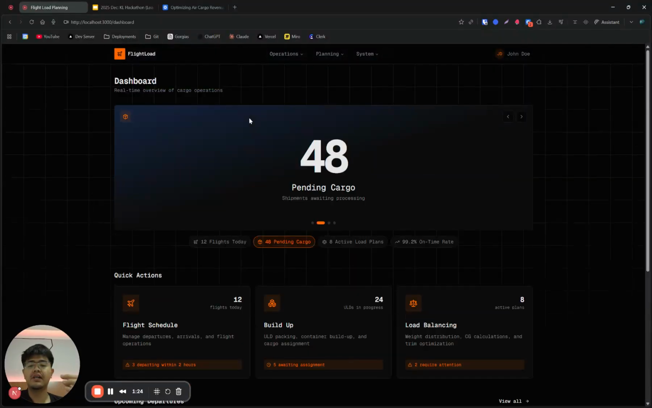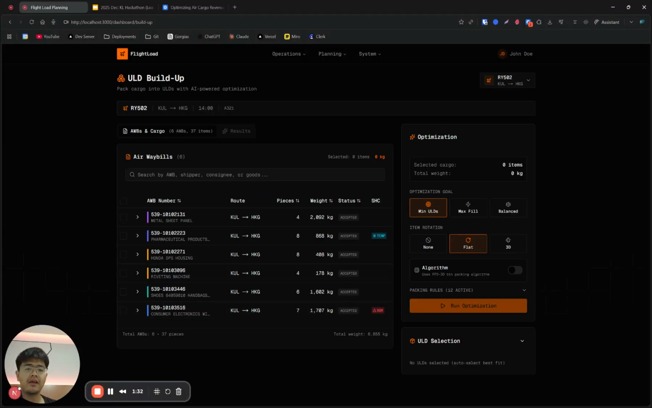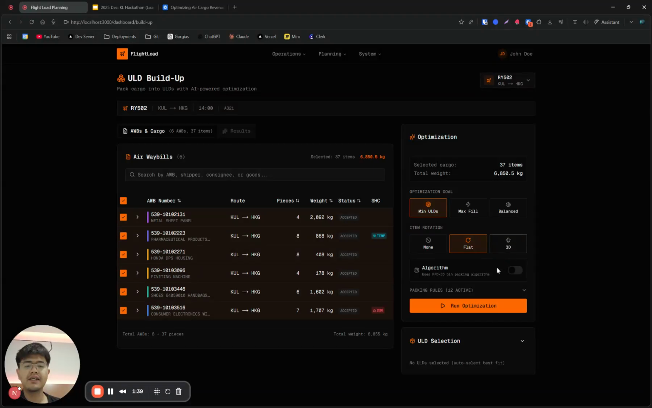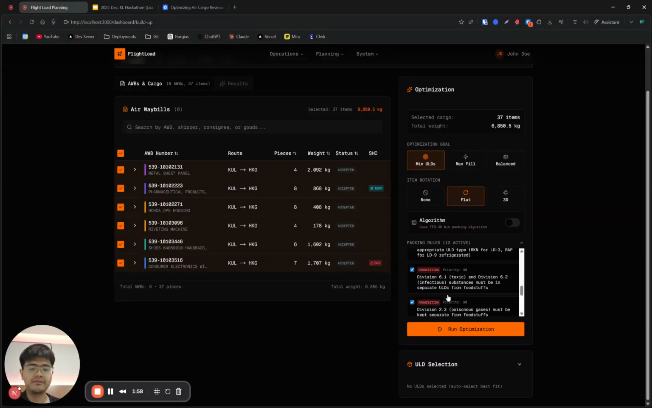In our app, there are three core functions: flight scheduling, build up, and load balancing. Build up, or the ULD optimizer, starts by selecting a flight, and then the user will be able to select which airway bills go into the flight, and then the algorithm will optimize the ULD build planning based on certain criteria. For example, there are a list of rules that are defined by the user using natural language, which then get translated into structured data for the algorithm to use.